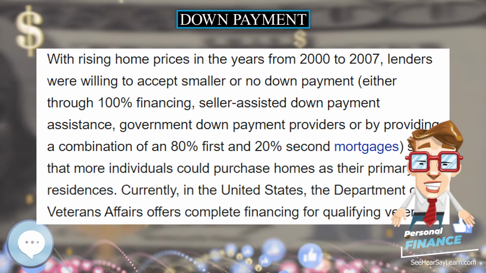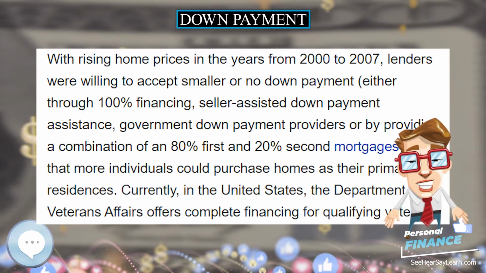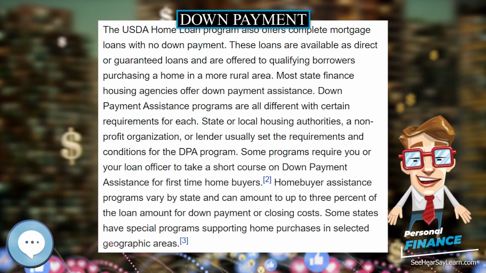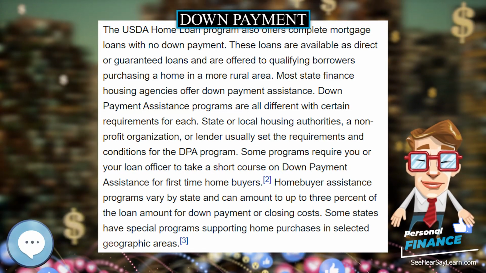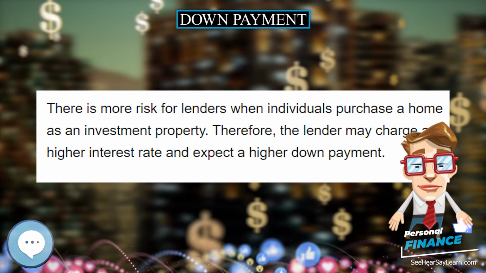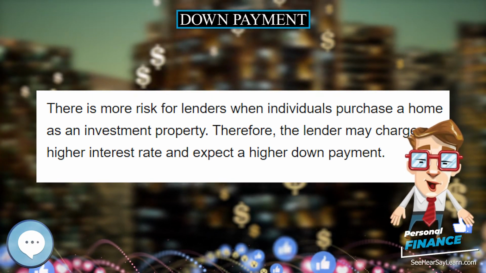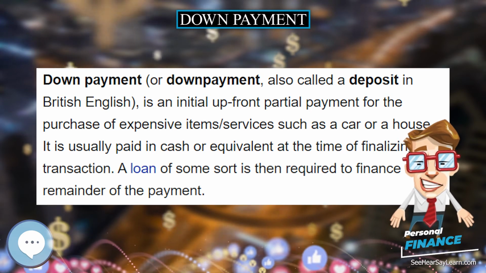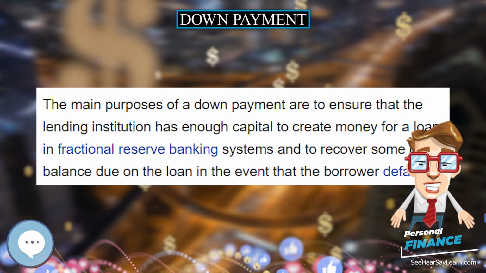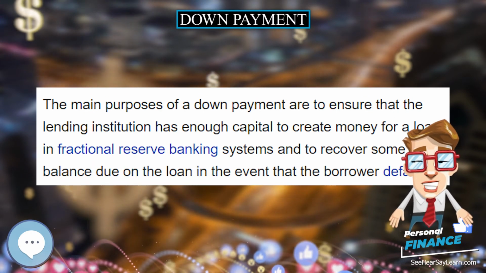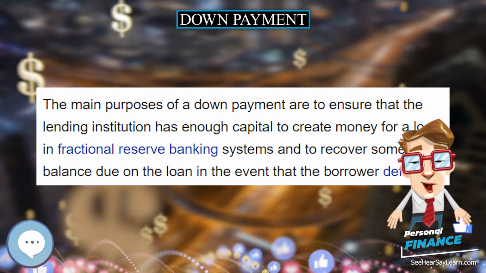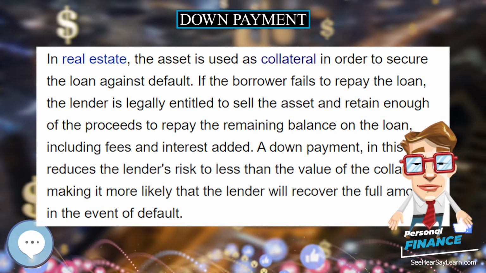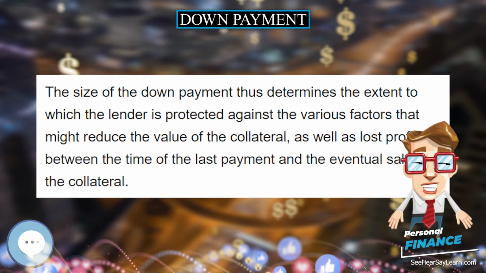Down payment assistance programs are all different, with certain requirements for each. State or local housing authorities, a non-profit organization, or lender usually set the requirements and conditions for the DPA program. Some programs require you or your loan officer to take a short course on down payment assistance for first-time home buyers. Home buyer assistance programs vary by state and can amount to up to 3% of the loan amount for down payment or closing costs.